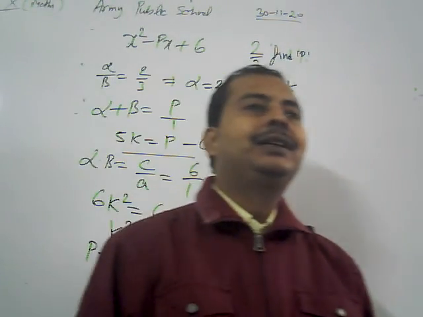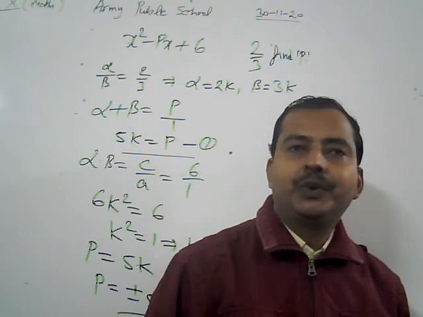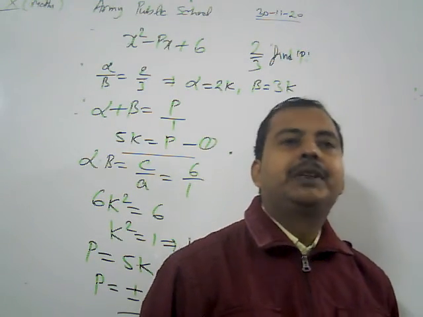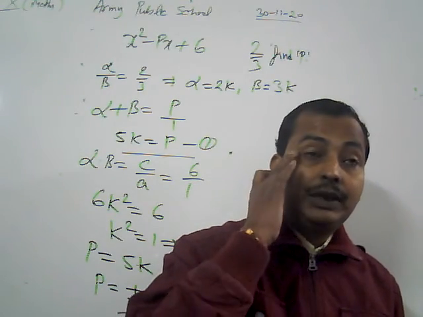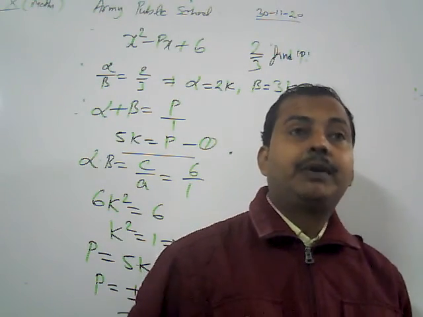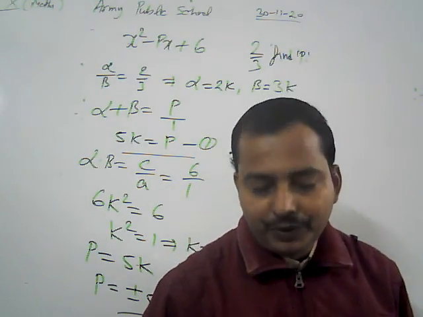It is given by x cube minus alpha plus beta plus gamma into x, plus alpha beta plus beta gamma plus gamma alpha. Sorry, it's not x, it's x square. Then plus alpha beta plus beta gamma plus gamma alpha into x, and minus alpha into beta into gamma.